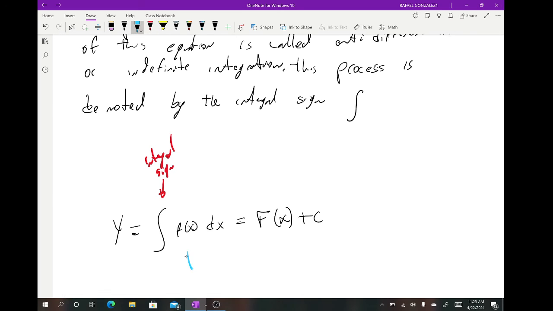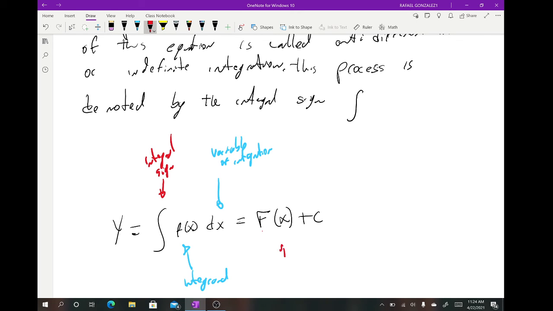This middle piece right here, where your function is, is called the integrand. This piece right here, the dx, tells you what the variable of integration is. You could have dy, you could have du, you could have dv, you could have d theta. It just tells you what variable you're integrating with respect to.